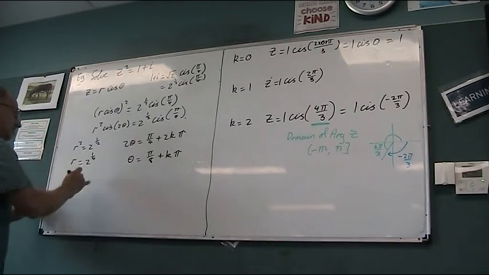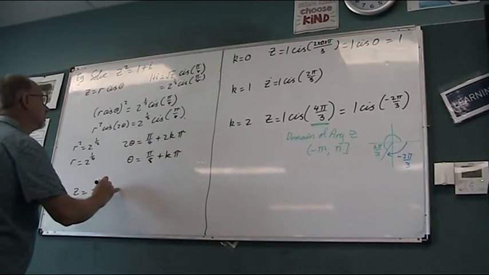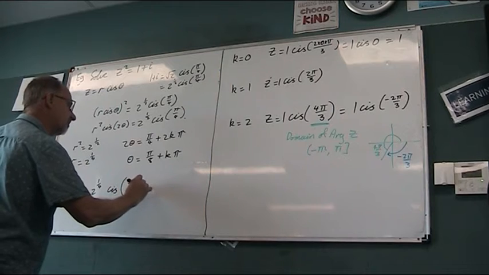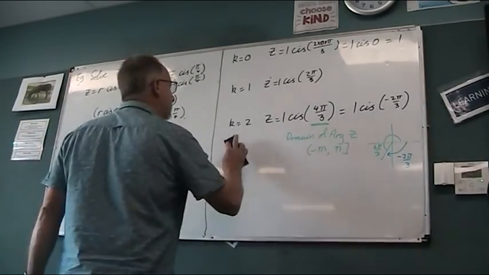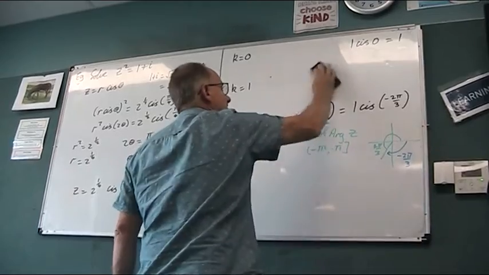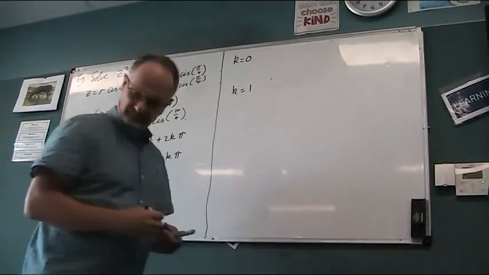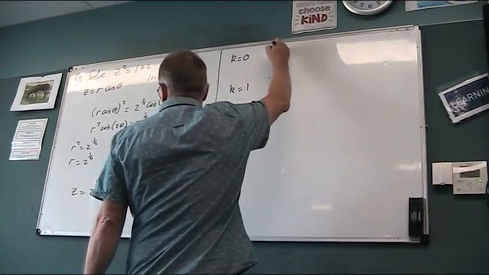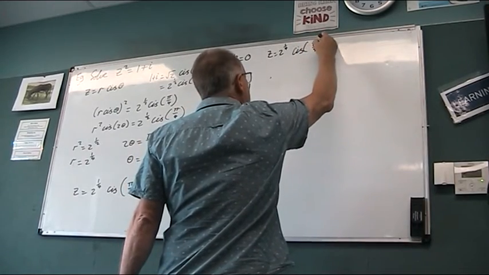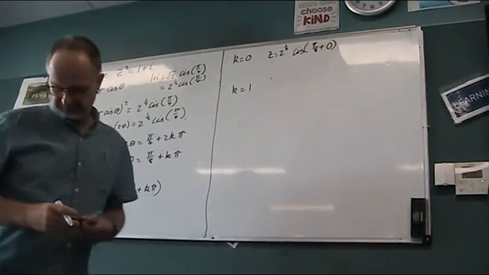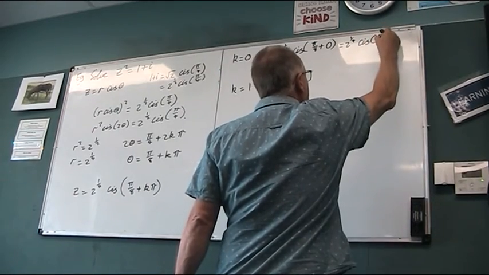All right, so going back to here, the z's that we're looking for is 2 to the 1/4 cis pi on 8 plus k pi. How many solutions do we need? 2. So we choose k equals 0 and k equals 1. So k equals 0, we've got z equals 2 to the 1/4 cis pi on 8 plus 0, which is just 2 to the 1/4 cis pi on 8, one of our solutions.